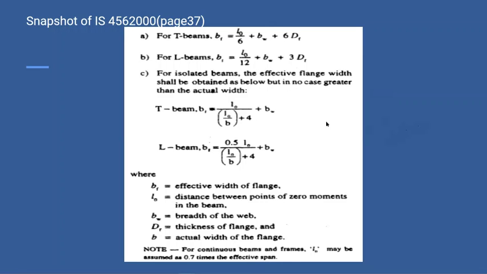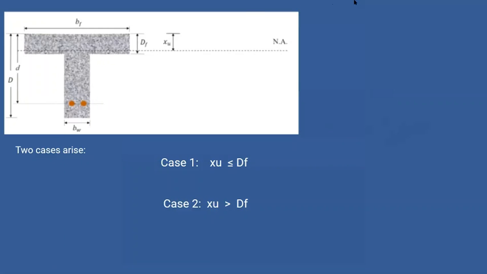Okay. So the first thing which we'll be dealing with is the position of neutral axis. Now the position of neutral axis in a flanged beam may lie in two different positions. One within the flange, and the other one outside the flange. Okay, just you can see the diagram out here.